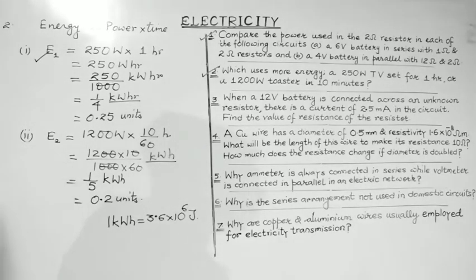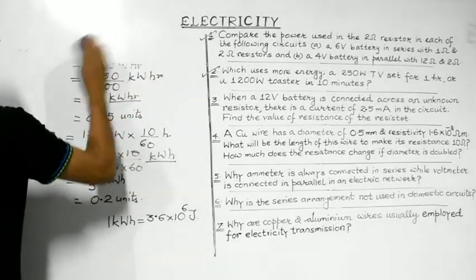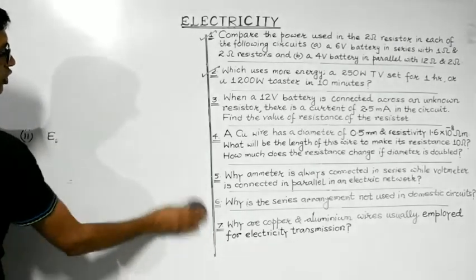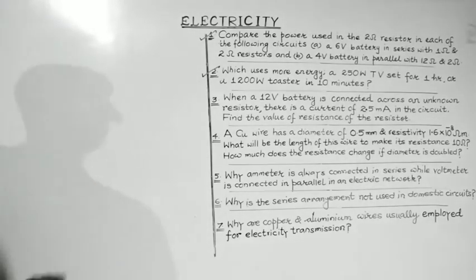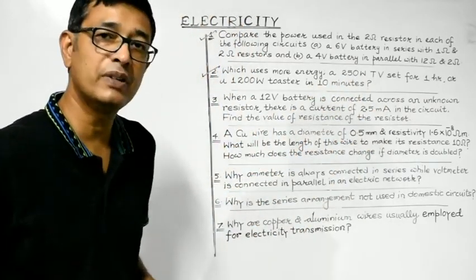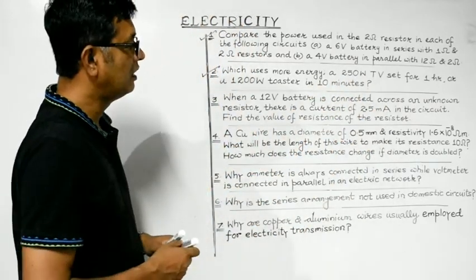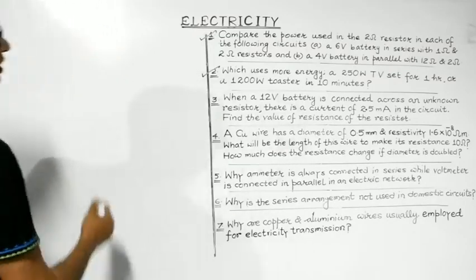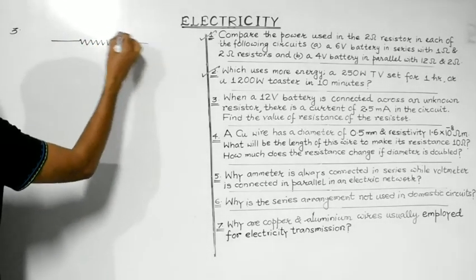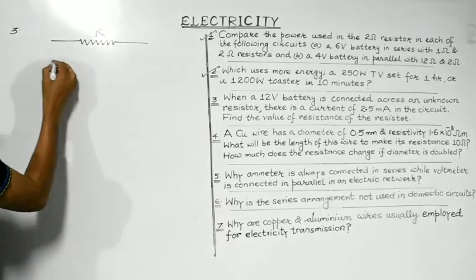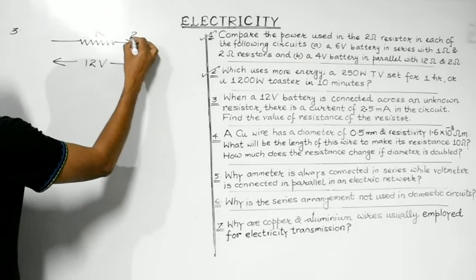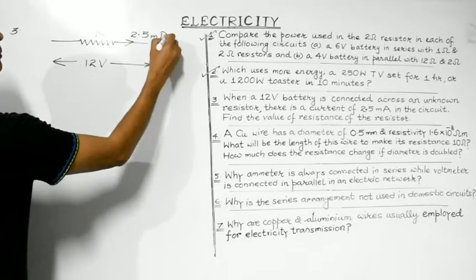Let's concentrate on question number 3. Question number 3 is, when a 12 volt battery is connected across an unknown resistor, there's a current of 2.5 milliampere. 1 milliampere is 10⁻³ ampere. Find the value of resistance of the resistor. This is the unknown resistance. Suppose it's given by R, right? So 12 volt battery is connected across it and a current of 2.5 milliampere flows through it.